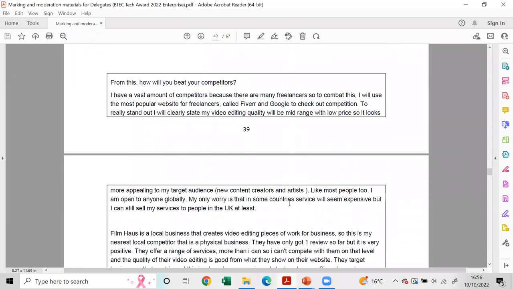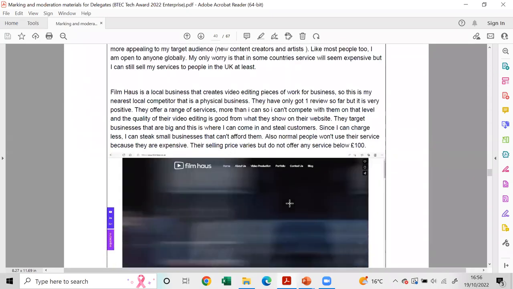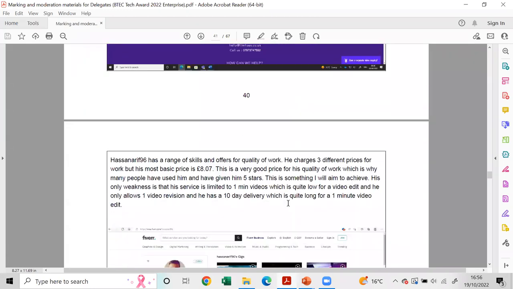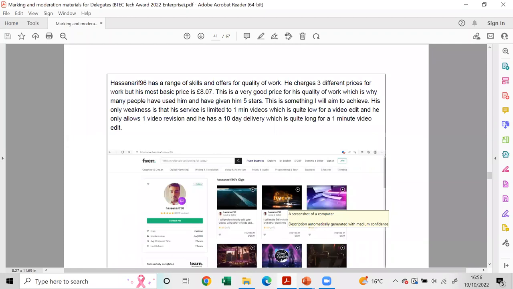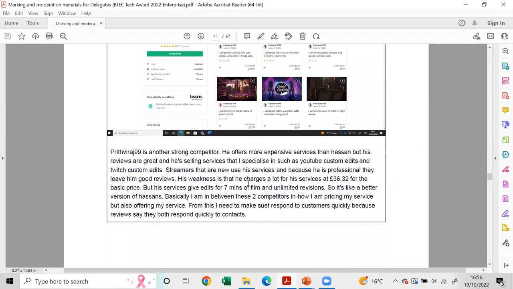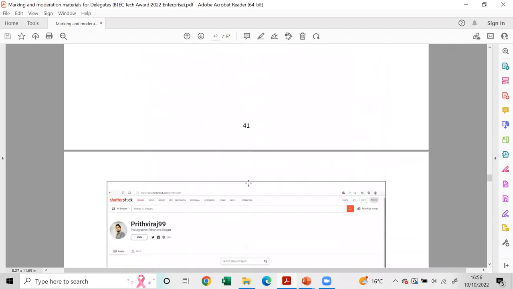Then they have looked at competitors. They've given you some examples of those competitors, with screenshots, and thought about the price. Some of this could go towards hitting that top end of Mark Band 3 for that first part as well. They also explain why one competitor is stronger than the other.